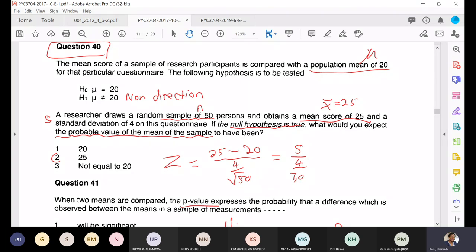Now my calculator is acting up on me. Okay, so it means we can't find the p-value on that. So therefore it means our null hypothesis, in terms of the values that they are given here, we could not determine whether we're going to reject or not reject. But here they're saying if the null hypothesis is true, so therefore it means they're telling us we're not rejecting the null hypothesis. What would we expect the probable value of our mean to be?